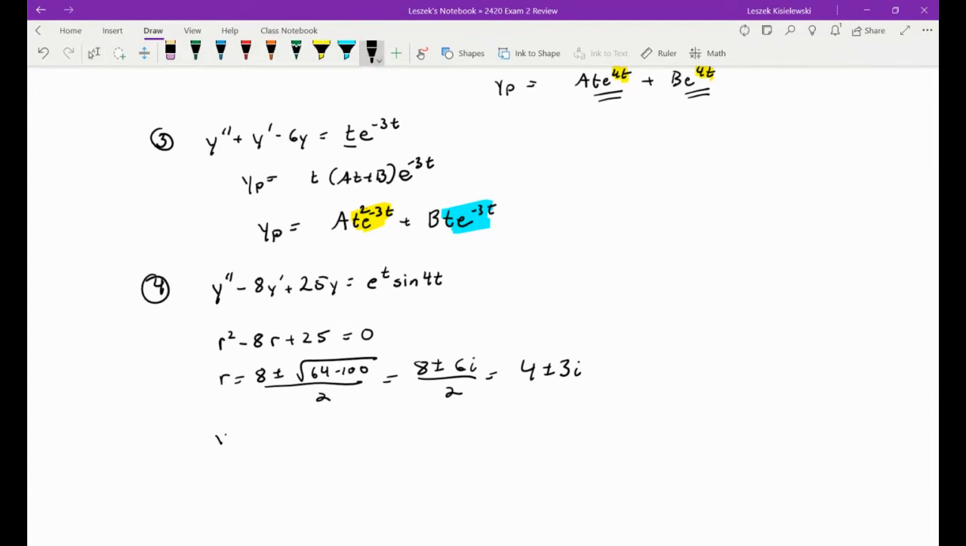Okay, so we know that our fundamental solution set, because we have complex conjugates for our roots, we have e to the real part of our root times t, and a sine of imaginary part times t.